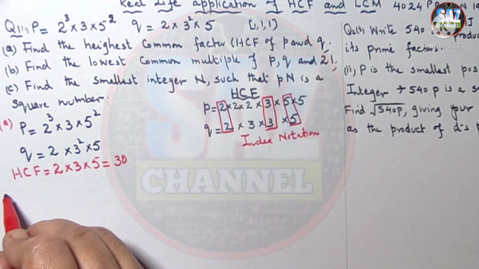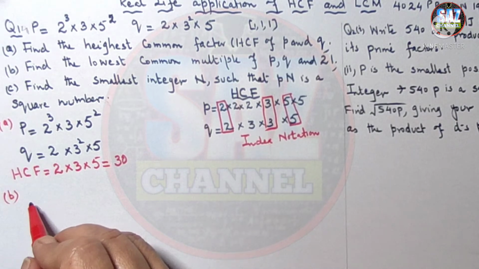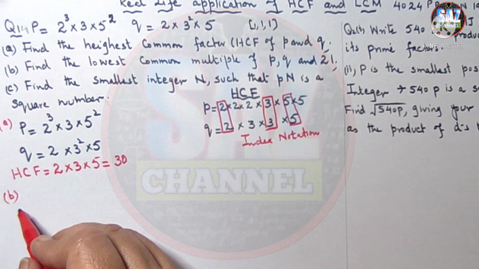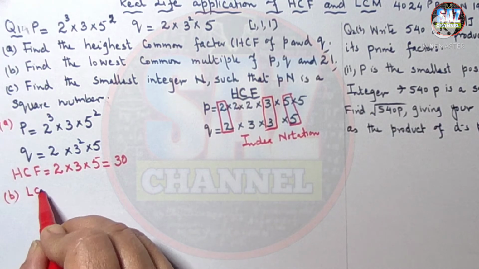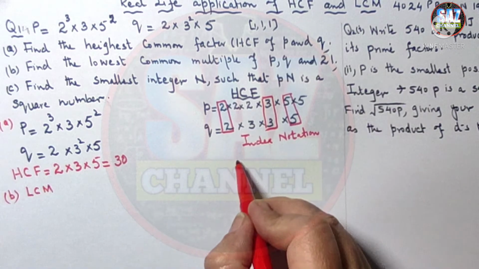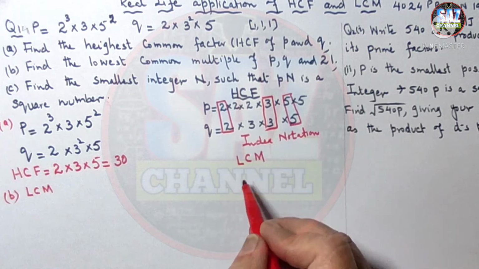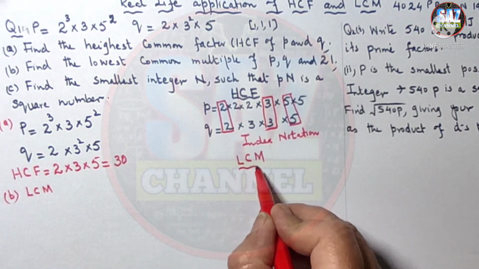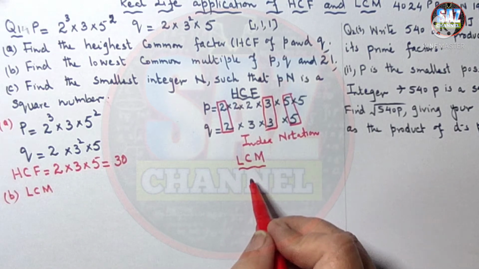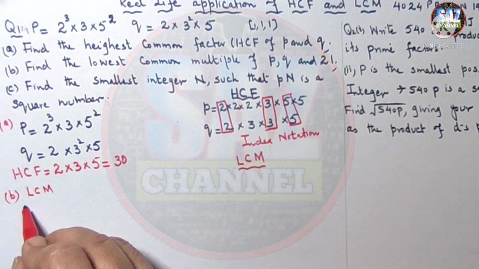Coming to the second part, that is the lowest common multiple or LCM of P, Q and 21. We have to find LCM, least common multiple, and for least common multiple we know the definition is the product of common and non-common factors, and commons have to come with their maximum power.